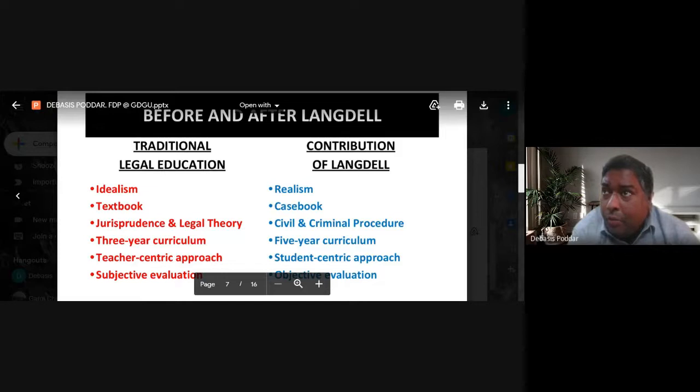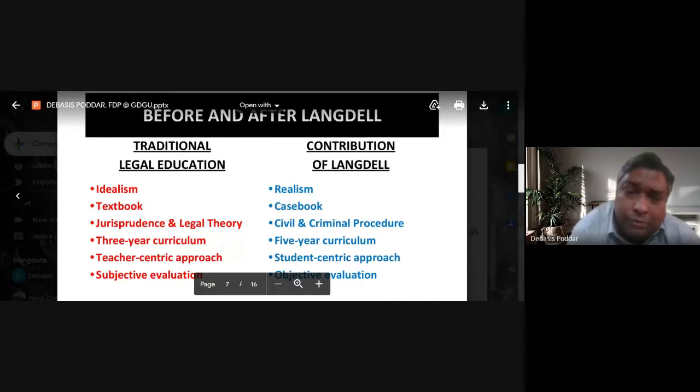Langdell initiated more practical, pragmatism-based teaching, that law is actually to take care of law and order, to take care of peace, to take care of public tranquility, and to decide any dispute in an emphatic manner. The way Justice Marshall uttered that law is to emphatically say what the law is. So the court is meant to say authoritatively what the law is. So that shift from idealism to realism is one turning point.